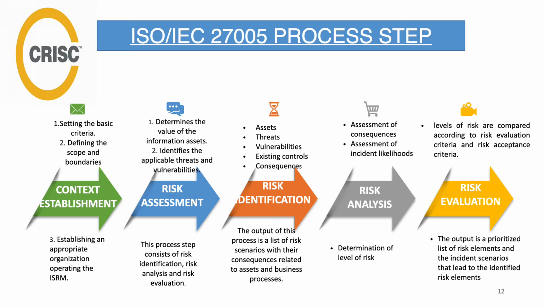Okay, moving further ahead, the risk assessment determines the value of the information asset. It also identifies the applicable threats and vulnerabilities. So this step consists of risk identification, risk analysis, and risk evaluation. Okay, so let's understand. Many organizations choose to follow an asset based risk assessment process. Right, it happens in five stages.